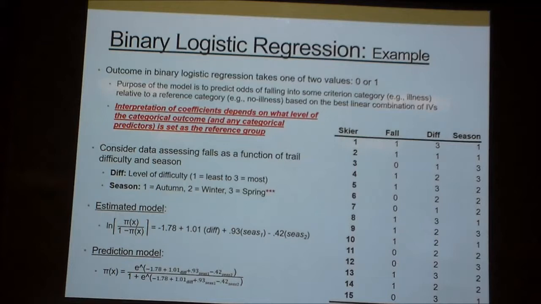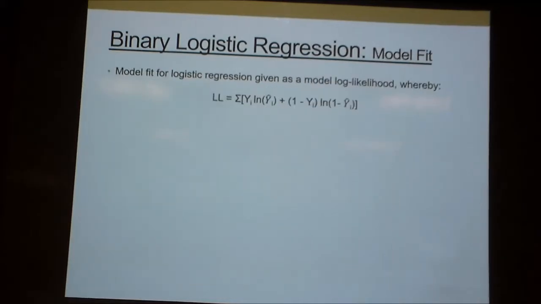Candace, what do these dummy codes represent within the context of this model? It's going to be fall. Spring is the reference group, so the dummy codes are going to represent autumn and winter versus spring. Right. So this is a coefficient that tells us the increase or decrease in the natural log of the odds of falling versus not falling for autumn relative to spring, and this one will be winter relative to spring. Okay.